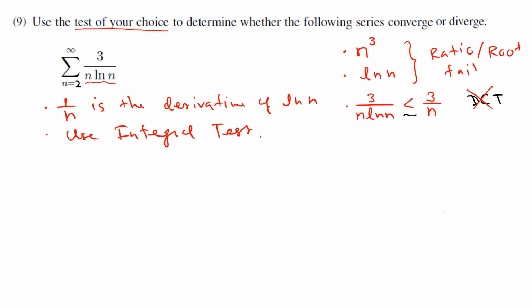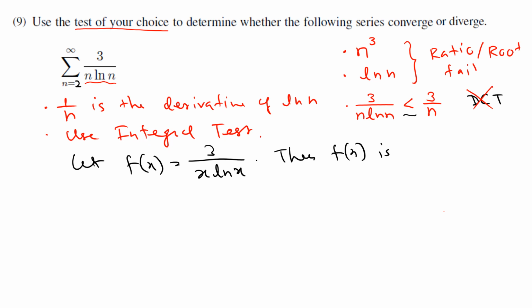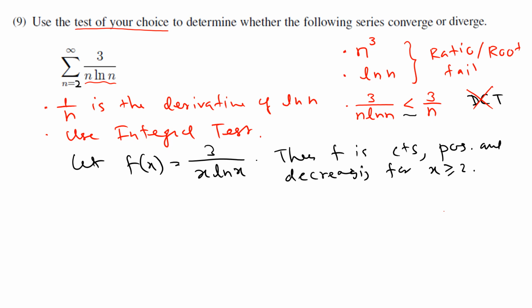To use the integral test, we can say let f of x equal 3 over x ln x. Then you can see that f is continuous, positive, and decreasing because x and ln x are in the denominator, decreasing for x greater than or equal to 2. Okay, good. So we have the conditions.